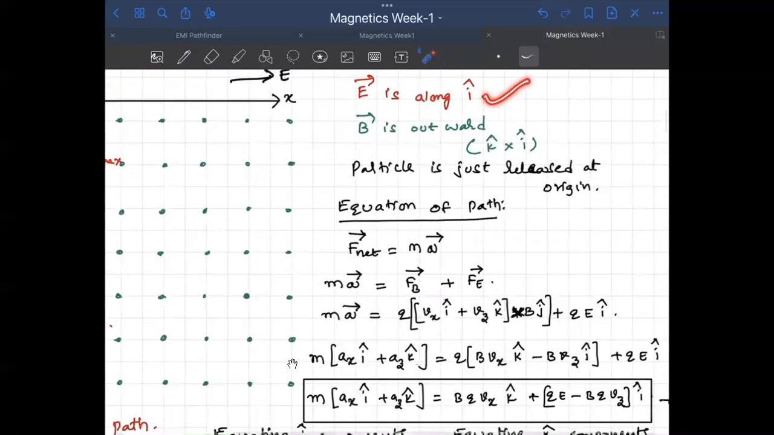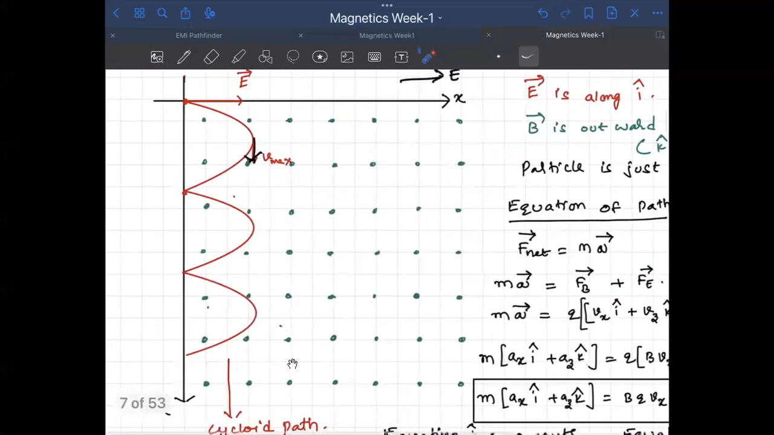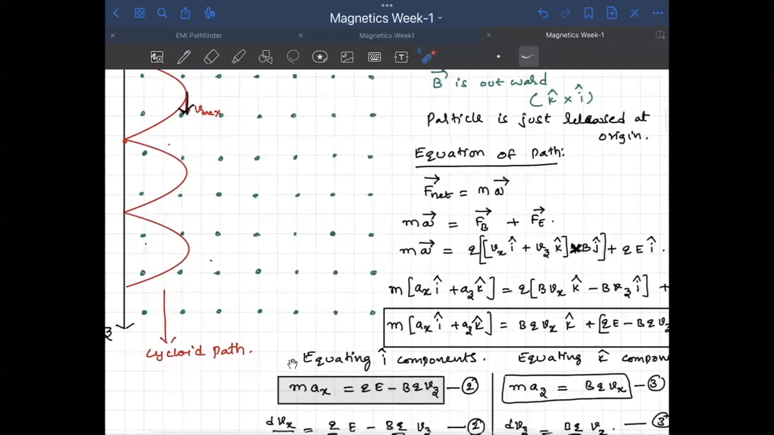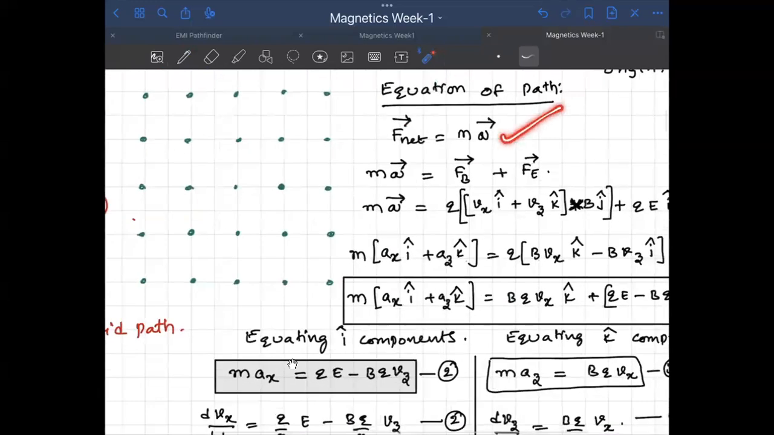Agreed with this? B bar is outward. Outward means it is in the direction of k cap cross i cap. What is the equation of the path? I know the equation of the path can be given by Newton's second law: F net is equal to m a bar. m a bar is due to two forces, one is Fb, the other is Fe. Sanjana, I am telling you again, these are the only two forces. There is no other force. Don't consider weight, etc.